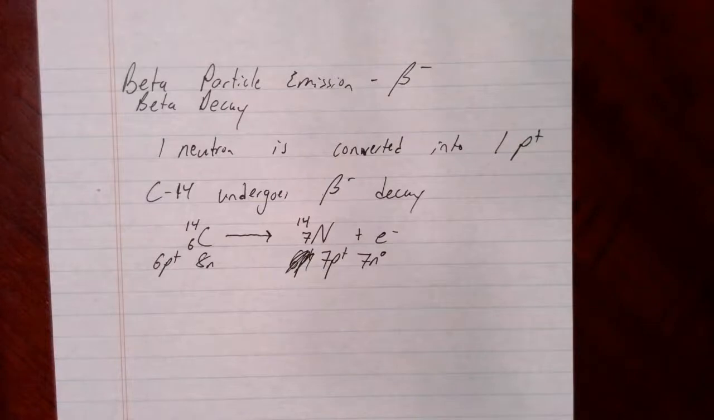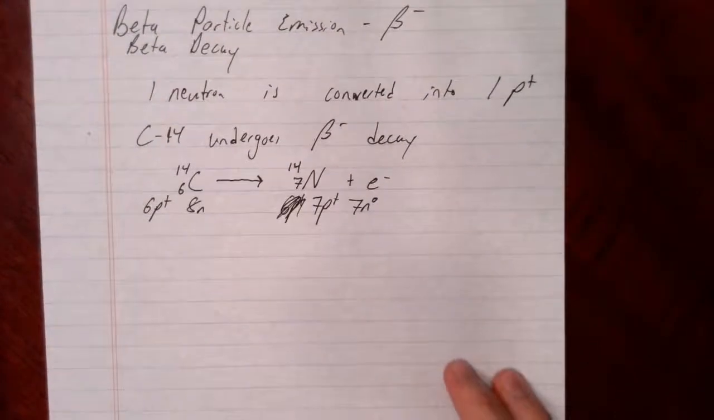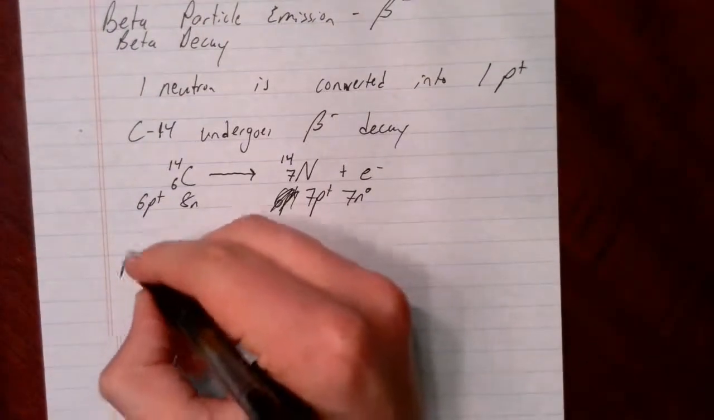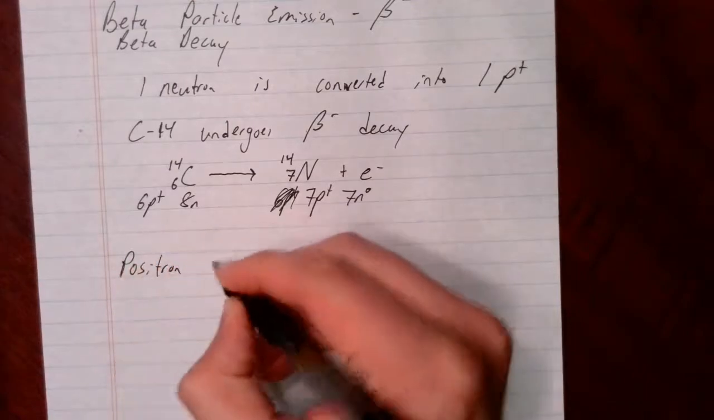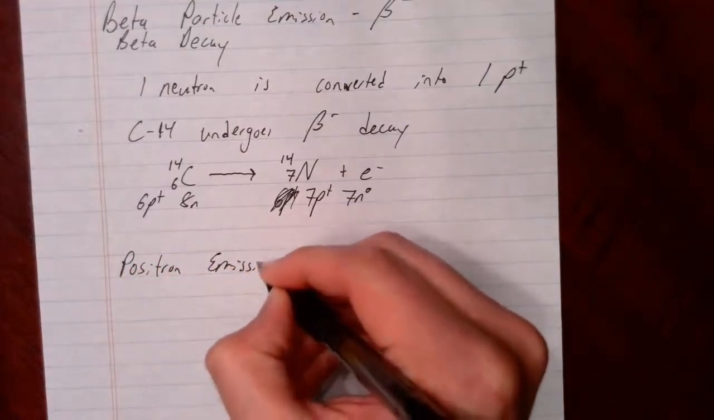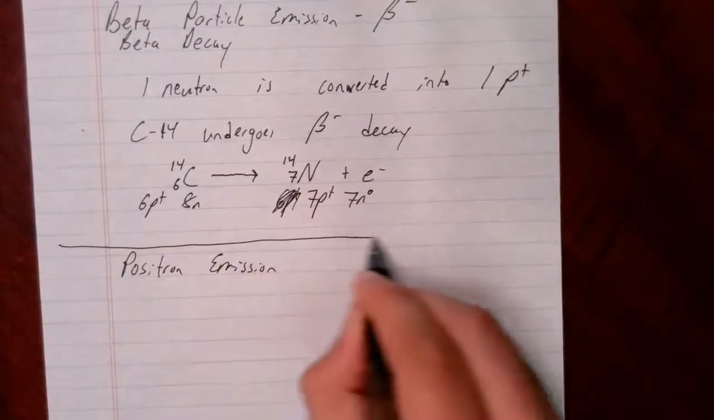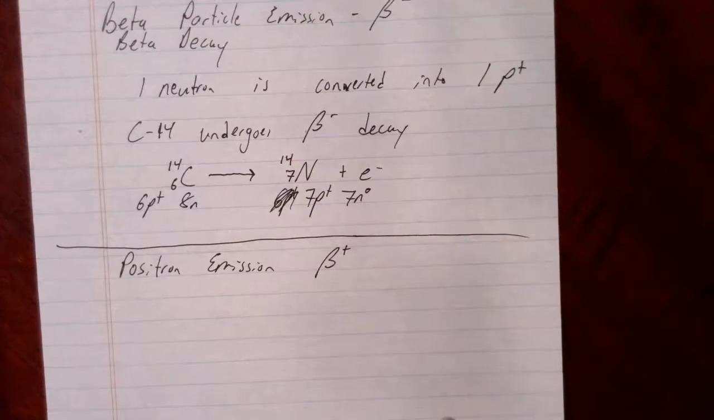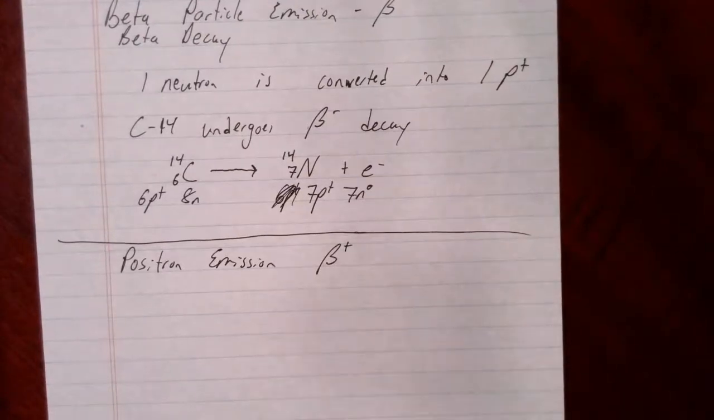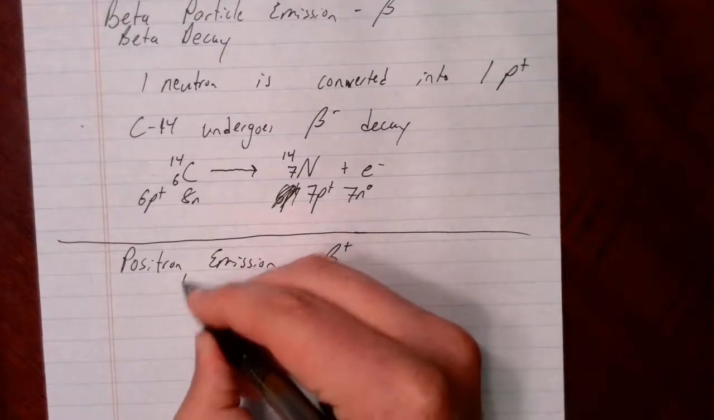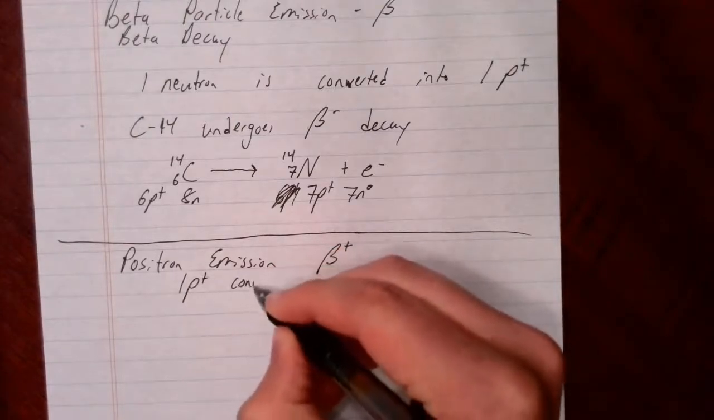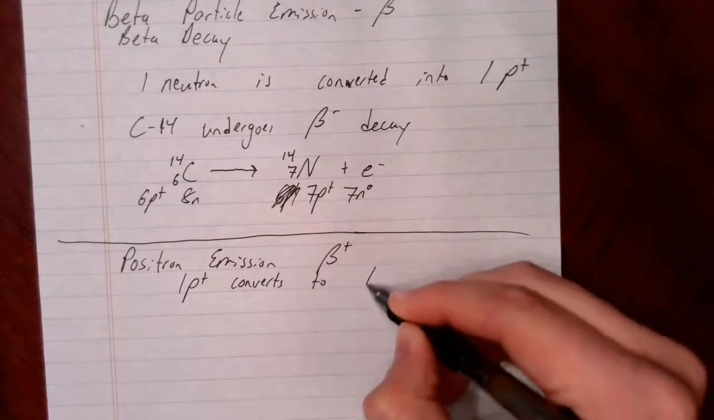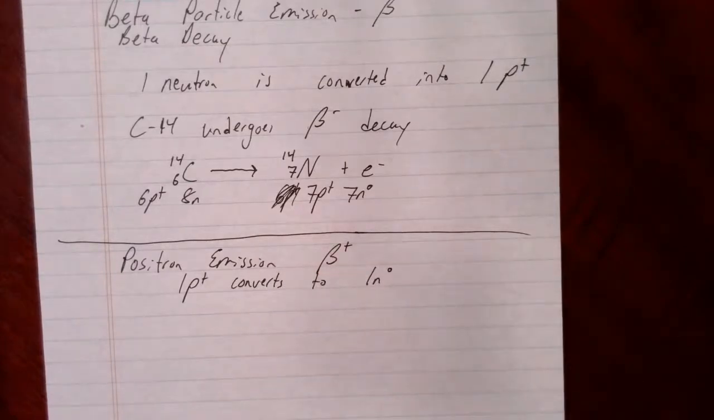Okay? So we're changing the number of protons and the number of neutrons here because they're being converted one to the other. So then next I want to look at what is called a positron emission or a positron decay. Okay, so a positron emission, the symbol for that is a capital beta with a plus sign. It is the exact opposite of a beta emission. So in a positron emission, 1 proton converts to 1 neutron. Okay, so the exact opposite process here. So let's look at an example of this.